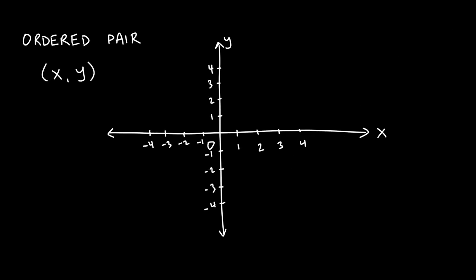So, next thing we have to talk about is what an ordered pair is. An ordered pair is simply a collection of two coordinates, or two numbers, where there's an order to them. Pair meaning that there are two of them, ordered meaning the x-coordinate always comes first, and the y-coordinate always comes second. This is just the standard notation that's been assumed by mathematicians across the world. We always write x first, and then the y-coordinate second.